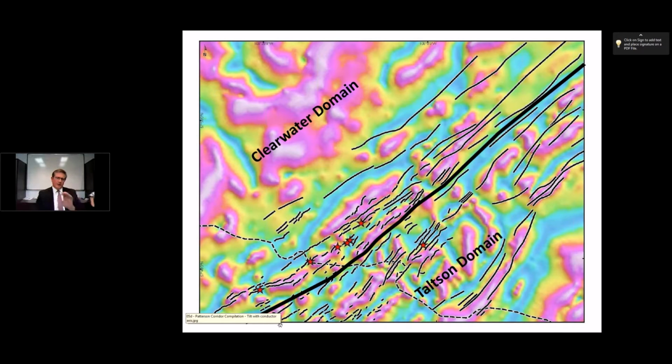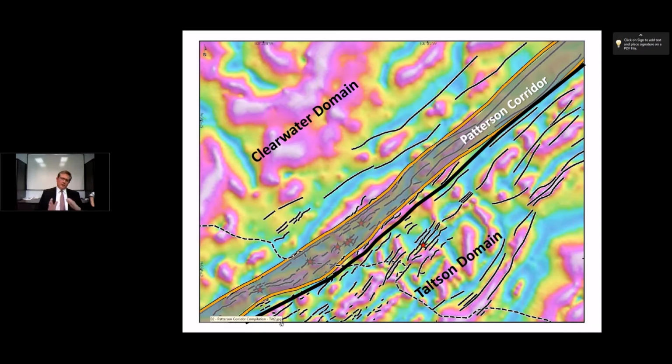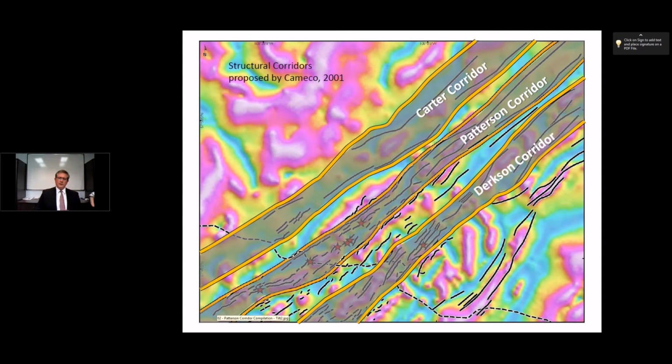As we start to band the commonalities of the conductors, as we start to look at them within the different rock types, we haven't created, but it has been created, the boundaries of what we call the Patterson Corridor. This corridor was actually identified and proposed by Cameco back in 2001. And there, in fact, were 3 corridors identified and defined. There's the Carter Corridor to the north, and the Dirksen Corridor to the south. But they're all bounded and grouped in geological commonality, and this is really the area that we've all been focused on, that we're now calling the Patterson District.